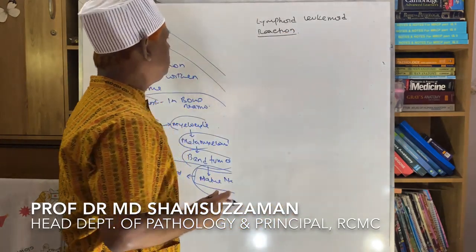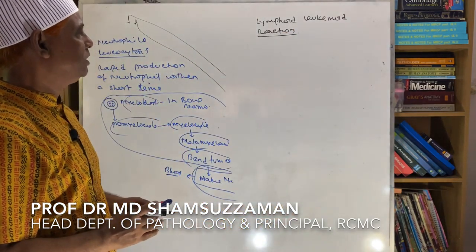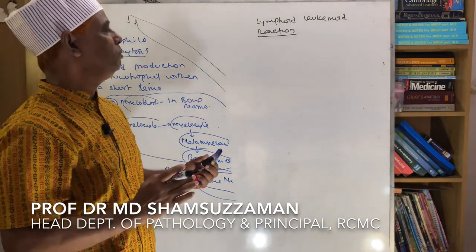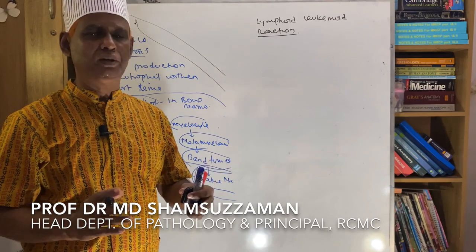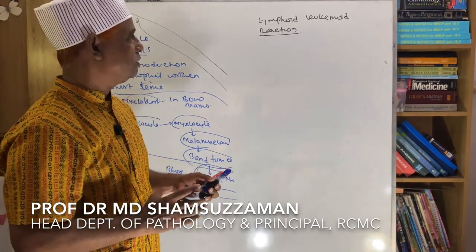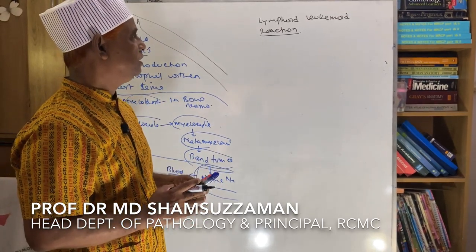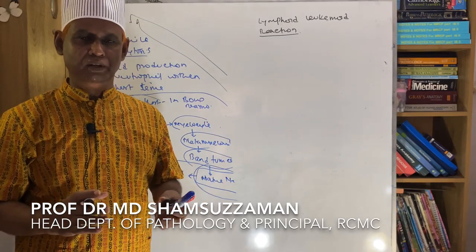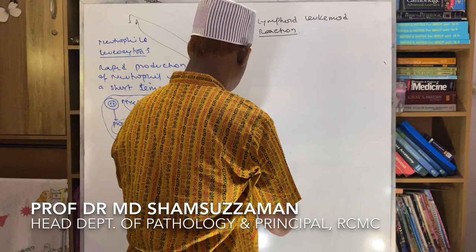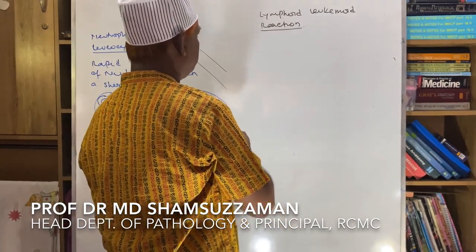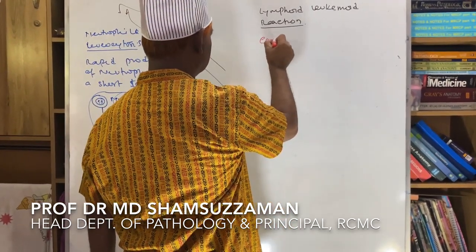Dear audience, if you want to define what is lymphoid leukemoid reaction, we can say it is a leukemoid reaction that resembles lymphoid leukemia. That type of leukemoid reaction is called lymphoid leukemoid reaction. Now come to causes of lymphoid leukemoid reaction.